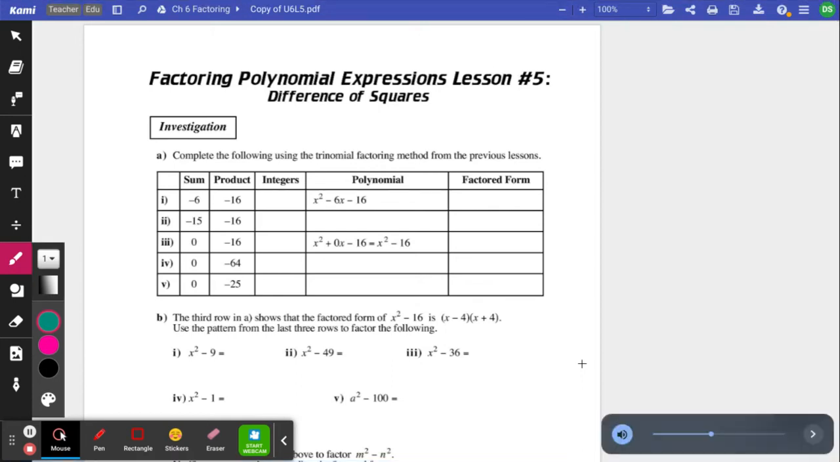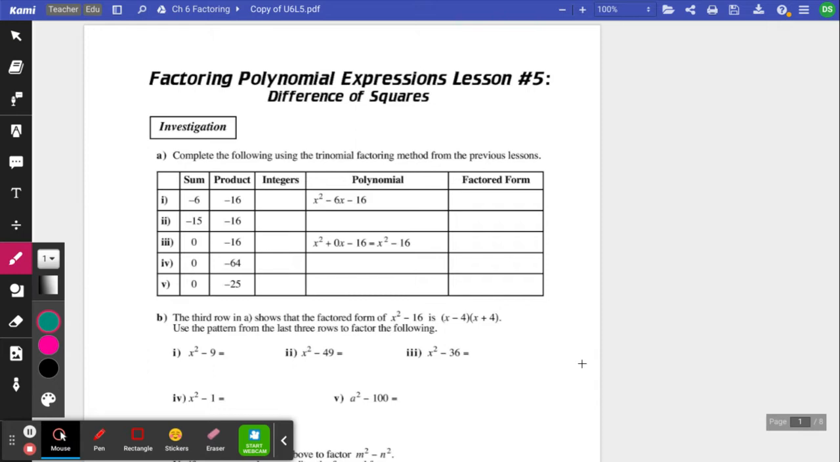All right, so this is about difference of squares. Now, they want you to do a little investigative process here to start to formulate what's going to happen. So previously we said, okay, what if you had, in your charts, you've been doing these little charts in your book, a product of negative 16 that gives you negative 6.